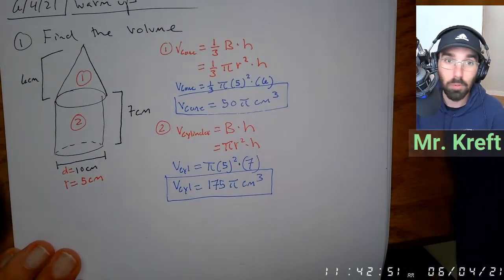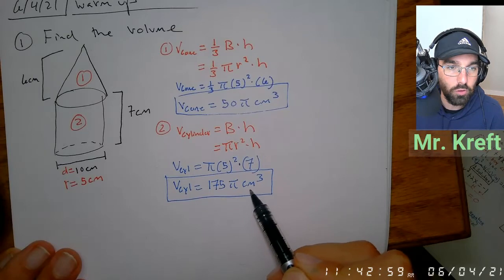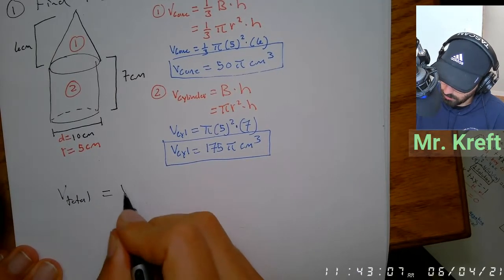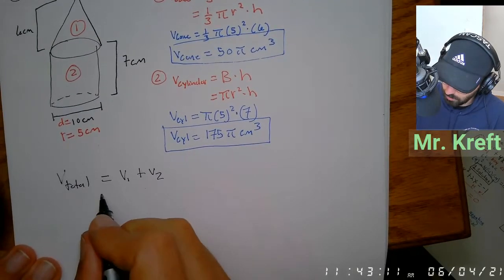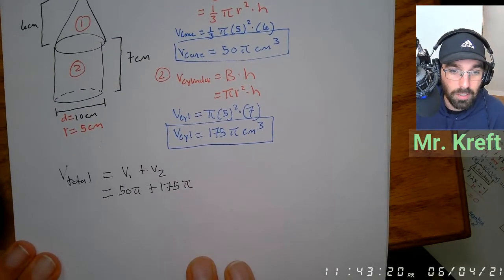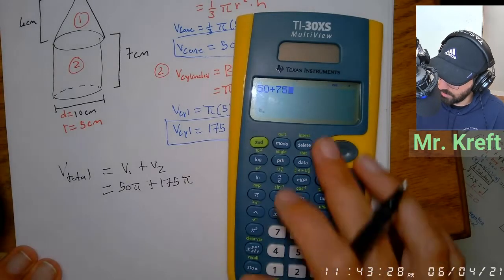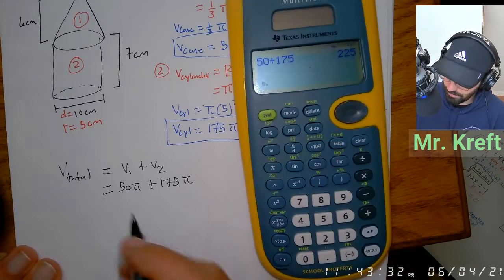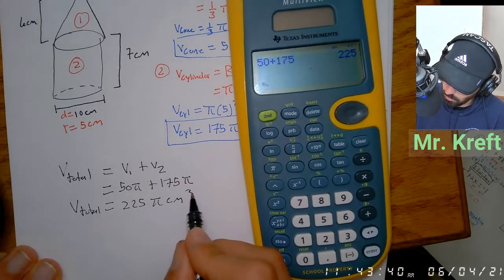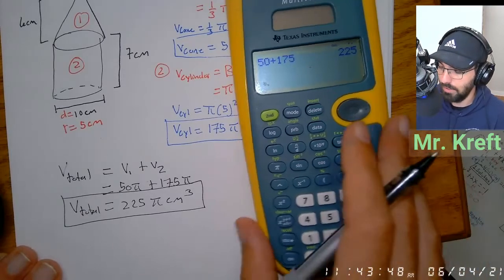Okay, so these composite shapes, I hope you guys are seeing, they take a little bit more work, because it's like having 3 problems in one. So I got 50 pi centimeters cubed for the cone, 175 pi centimeters cubed for this. We want the total. So my volume total is going to equal the volume of my first plus the volume of my second. So that's going to be 50 pi plus 175 pi. And I don't know about you guys, but I'm already getting hungry with all this pi talk. So if I have 50 pi plus 175 pi, my volume total equals 225 pi centimeters cubed. And this right here is an exact answer. No rounding whatsoever.